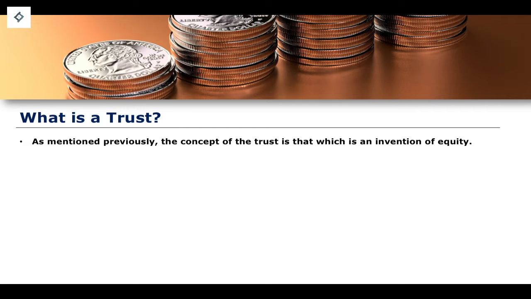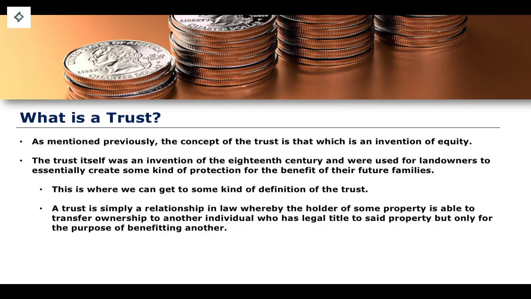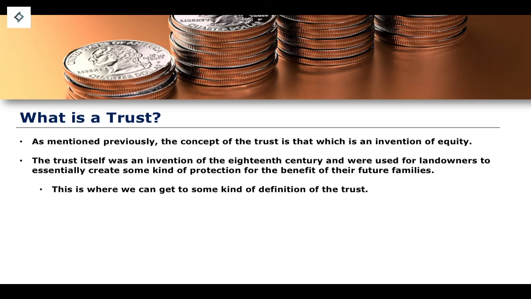As mentioned in previous lessons, the concept of the trust is an invention of the law of equity. It comes out of the concept of equity within the development of the common law. It was an invention in around the 18th century where, for the most part, landowners would create some kind of protection of that land for the benefit of future families. And it's from here that we can get to some kind of definition of what a trust ultimately is.